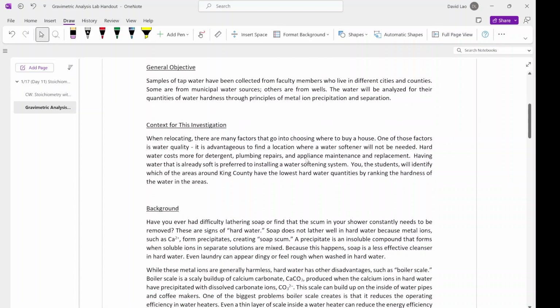And so if you are buying a house or something, you might want to investigate whether or not the water that's coming into your house is hard or not, because that will add to the cost of the house, because you need to maybe buy some water treatment systems for your house.